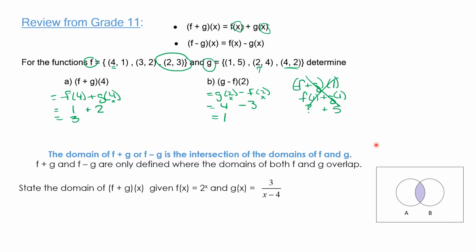So now we finally catch up to this little piece here that's been sitting there. We're going to state the domain of f plus g at x, given f at x equals 2 to the power of x, and g at x is 3 over x minus 4. Let's start with the domain. Let's just look at f at x first. Let's find the domain of f at x. What's the domain of f at x?